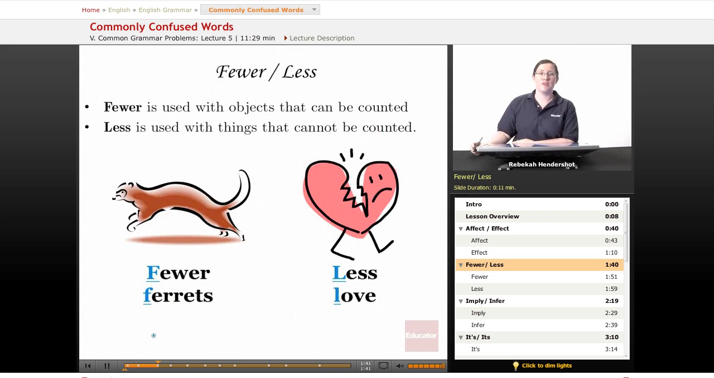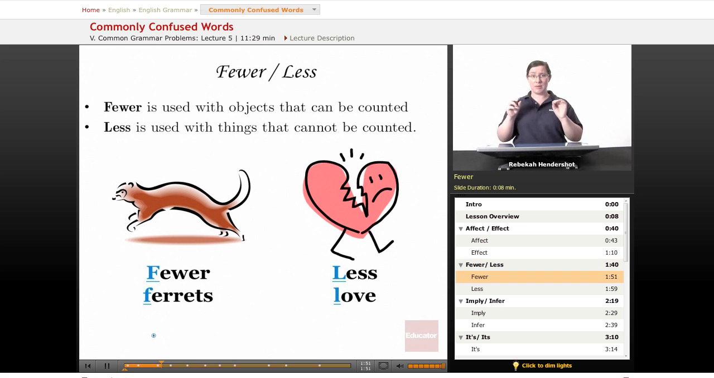All right, fewer versus less. This one drives me absolutely crazy. When someone says, yeah, I have less cats than he does. No, you don't have less. Fewer is used for objects that can be counted. More, fewer. Less is used with things that cannot be counted. Now, if you look at our lesson on nouns, you'll see the difference between count and non-count nouns.